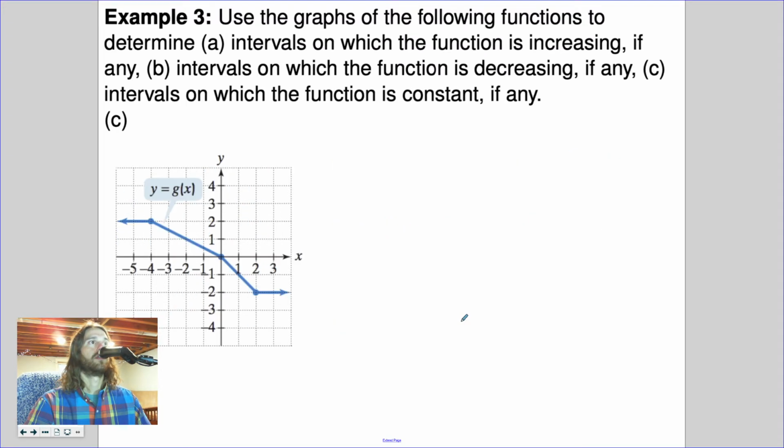All right. Here we go. You guys can try this one. Pause the video. Give it a shot. See if you can get it. I'm going to start right now.